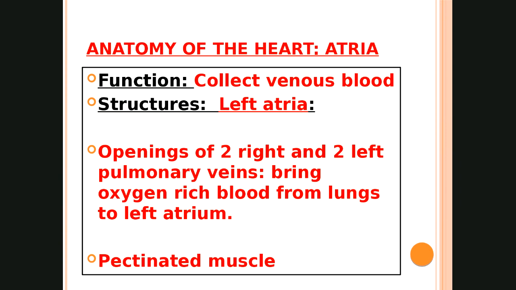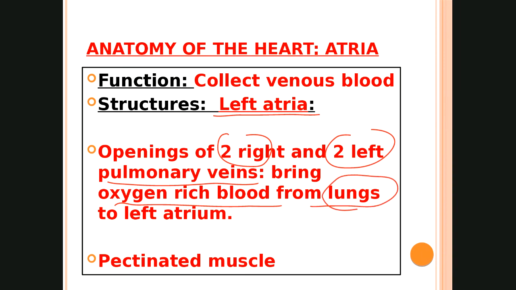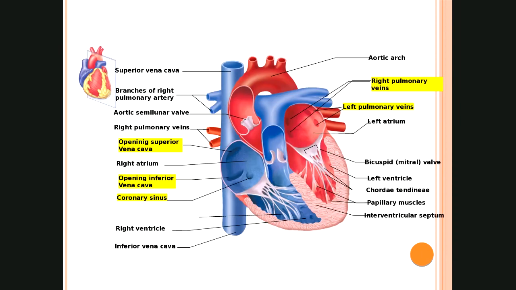The left atrium receives openings from 4 veins, 2 on the right side, 2 on the left side. All 4 of them are called pulmonary veins, and they bring oxygen-rich blood directly from the lungs. So this is the blood that has just been oxygenated. The left atrium also has pectinated muscle. Notice that it does not have nodes. So the nodes are exclusive to the right atrium. So here's a depiction of the right and the left pulmonary veins bringing blood to the left atrium.